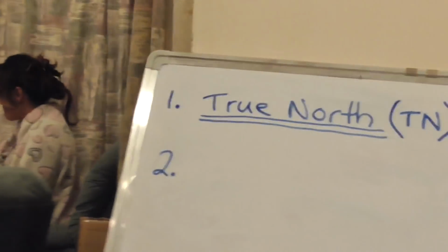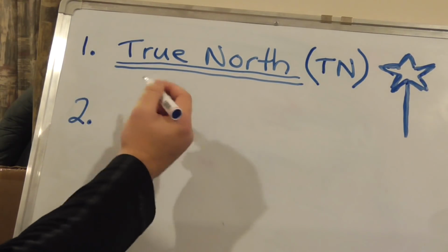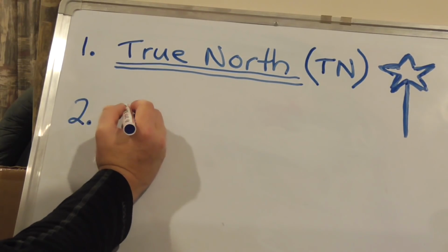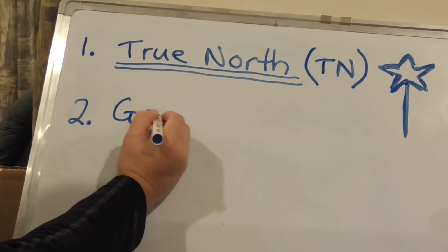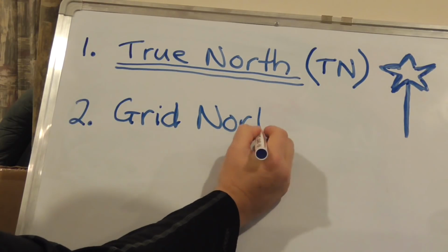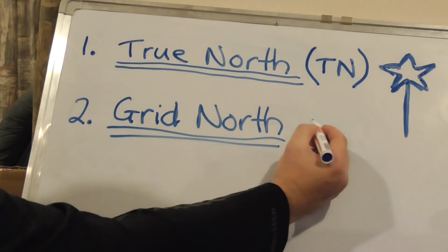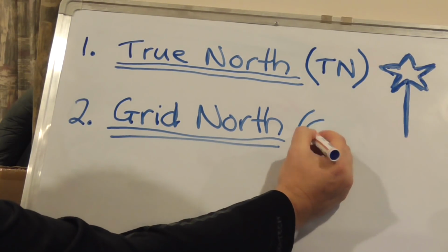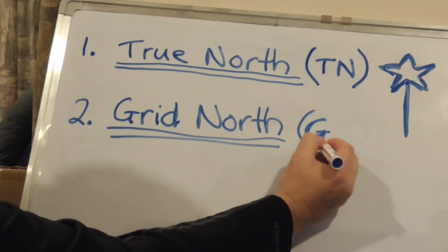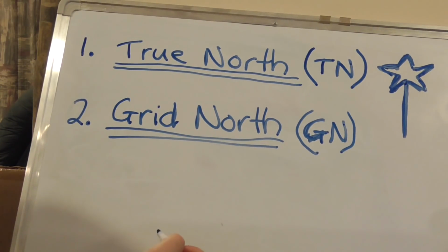Right, so the other north, let's get back to this. The other north is called grid north. And grid north is, as you might guess, abbreviated GN.